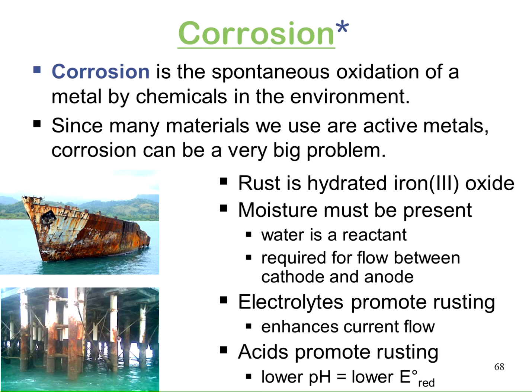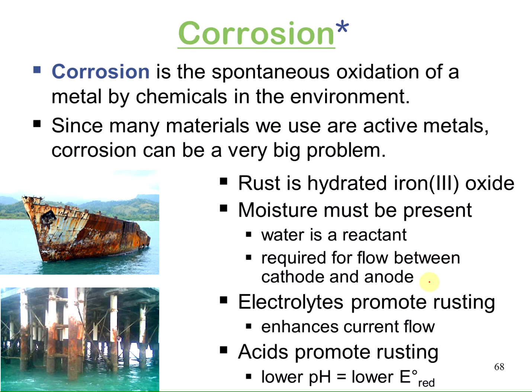Okay, so let's talk about corrosion now. Corrosion is the spontaneous oxidation of a metal by chemicals in the environment. Since many materials we use are active metals, corrosion can be a very big problem. An active metal would, for example, be iron. And rust is simply the hydrated iron 3 oxide. For rusting to happen, there must be moisture present. There's got to be water present, and water is actually a reactant. And this is required for flow between the cathode and anode.